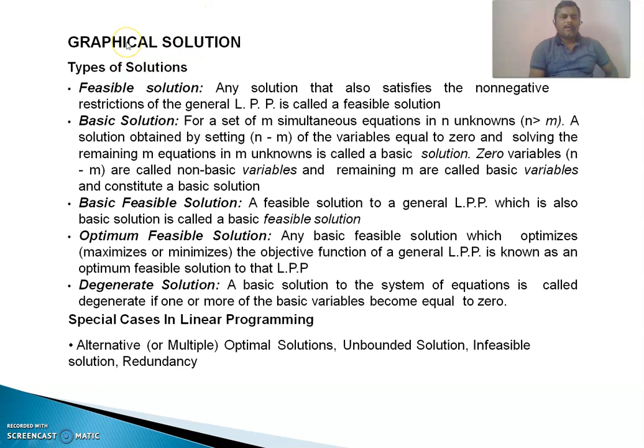Here I have added graphical solution. There are types of graphical solutions. Solution may be feasible, basic solution, basic feasible solution, optimum feasible solution, degenerate solution, and special cases in linear programming. Here I have mentioned a detailed definition or meaning of each solution.